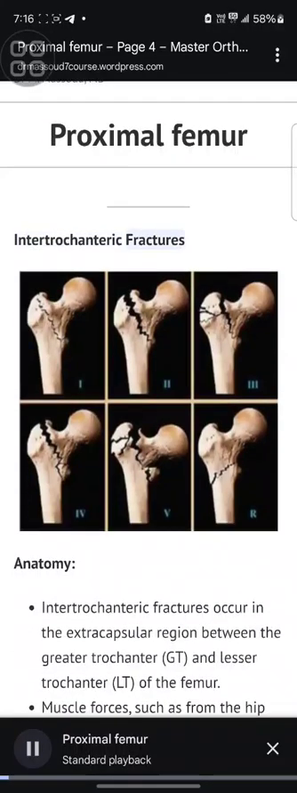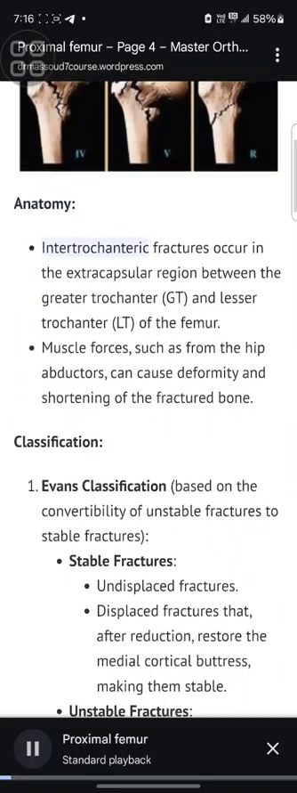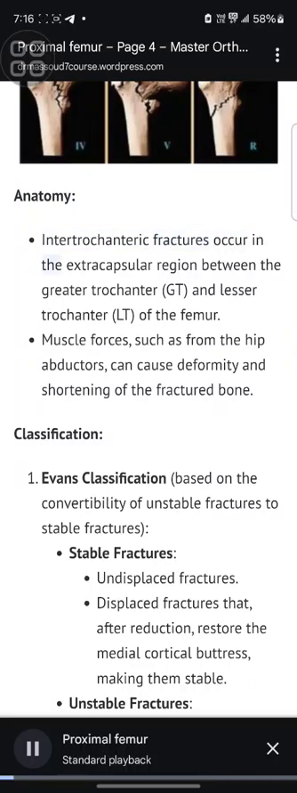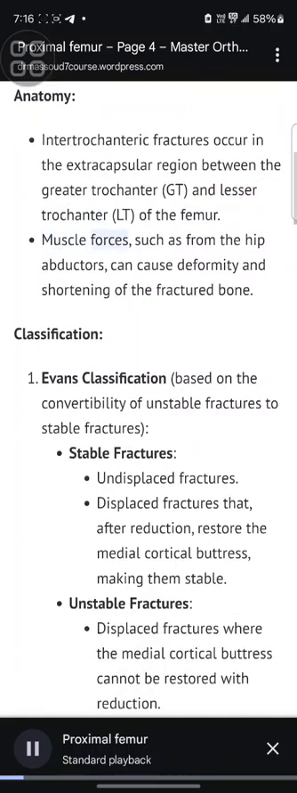Intertrochanteric fractures. Anatomy. Intertrochanteric fractures occur in the extracapsular region between the greater trochanter, GT, and lesser trochanter, LT, of the femur. Muscle forces, such as from the hip abductors, can cause deformity and shortening of the fractured bone.